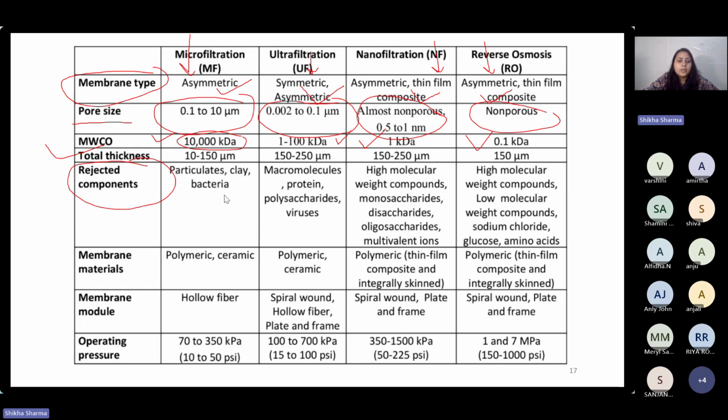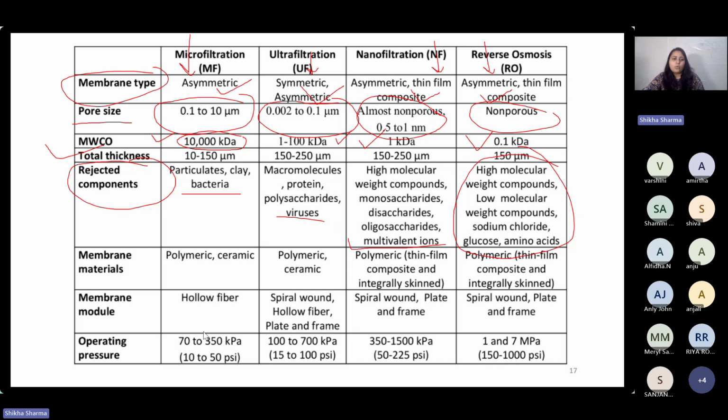Microfiltration basically rejects the bacteria, clays, and particulates. Ultrafiltration separates macromolecules, proteins, polysaccharides, and viruses. Nanofiltration separates the higher molecular weight compounds, monosaccharides, disaccharides, oligosaccharides, and multivalent ions. And reverse osmosis separates the higher molecular weight compounds, lower molecular weight compounds, sodium chloride, glucose, and amino acids. So it is for very fine separation.